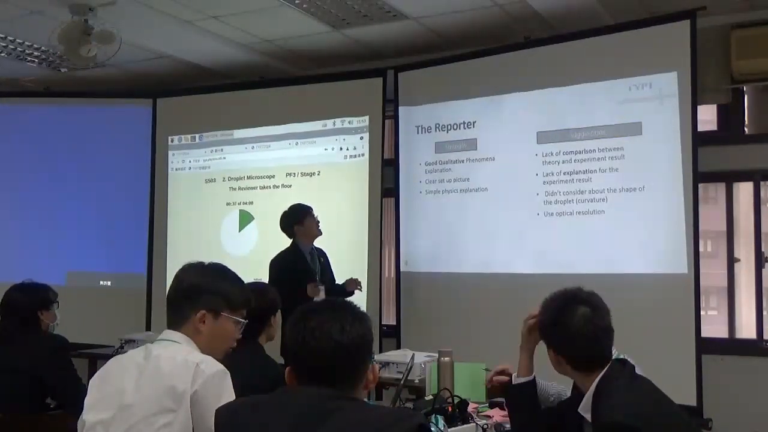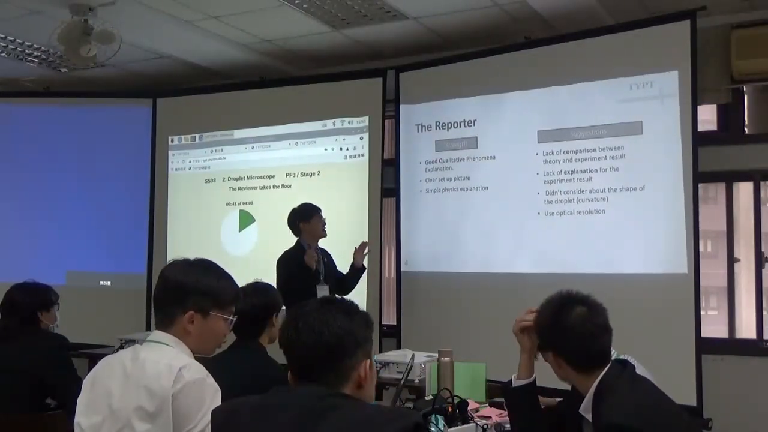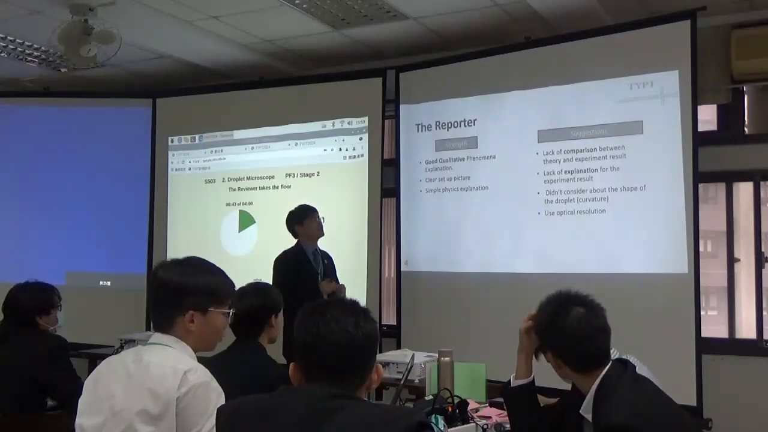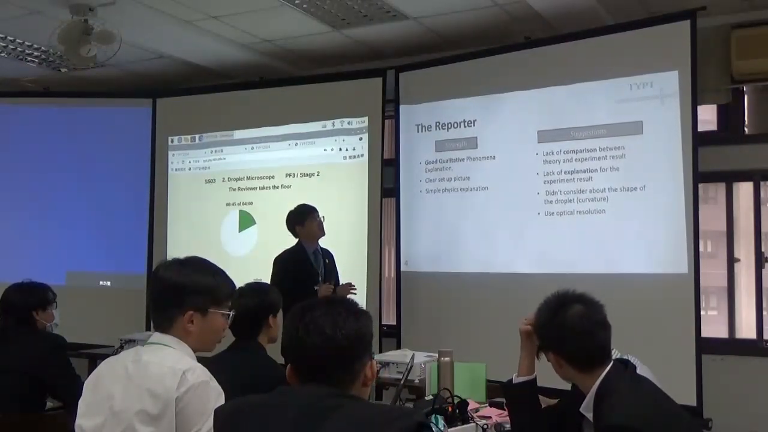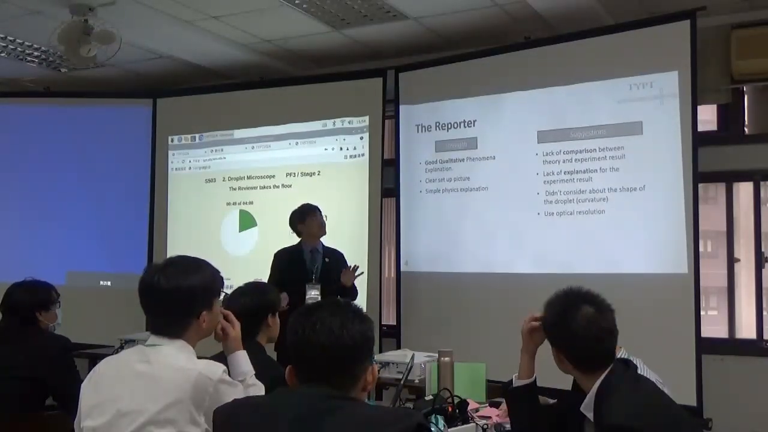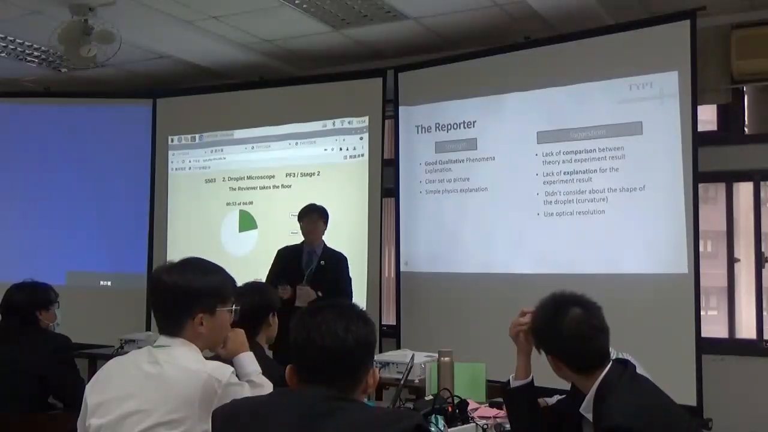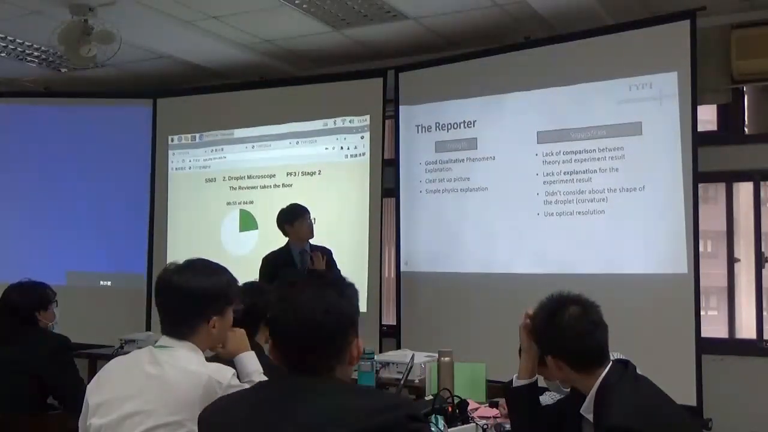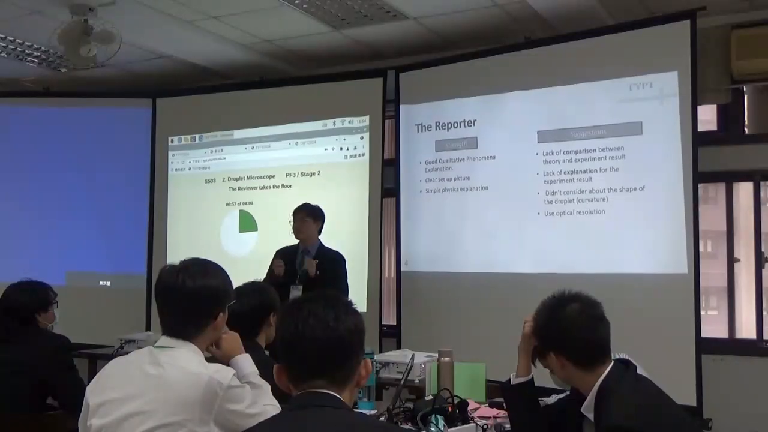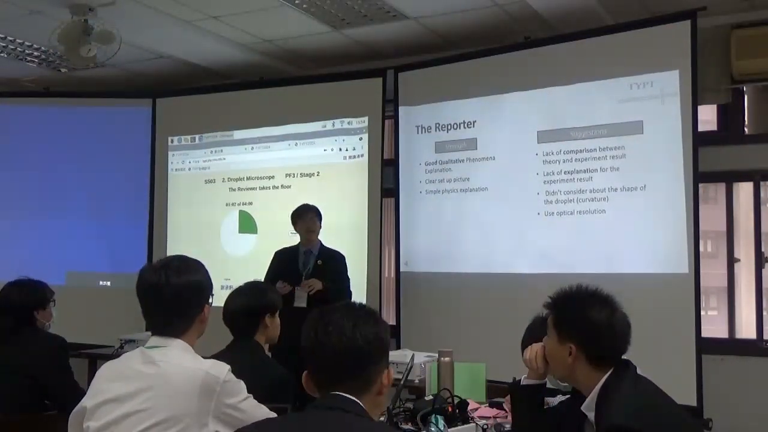So for the strengths, I think he had a good qualitative phenomena explanation, and he has a clear set-up picture and some simple physics explanation. But the suggestion is that he lacks comparison between the theory and the experiment result, and lacks explanation for the experiment result. And he didn't consider the shape of the droplet, which is a curvature. And he uses optical resolution, which should be image resolution because he uses pixels to explain the theory.